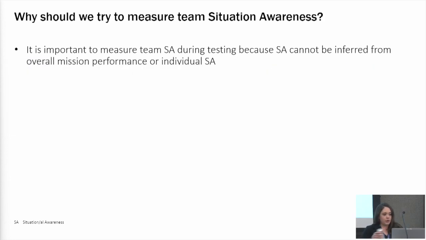So in talking about why we should try to measure situation awareness, first, we're involved in operational testing and kind of implied with testing is that we should be measuring things. We can't infer just by looking at the success or failure of a mission or a task that situation awareness was good or bad.